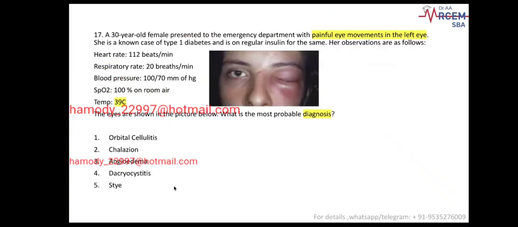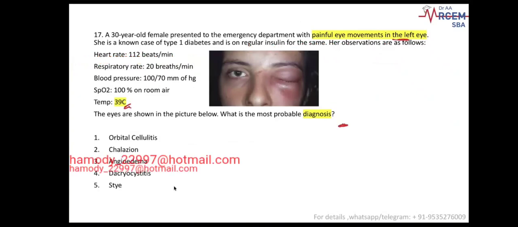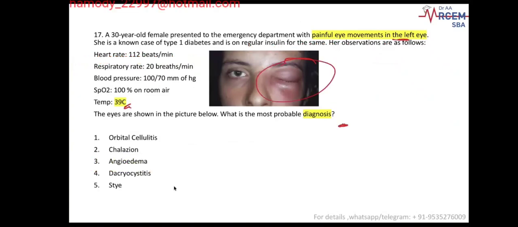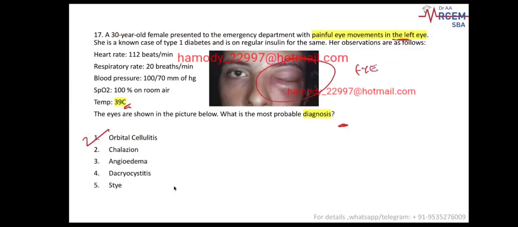Painful eye movements in the left eye, high grade temperature. What is the diagnosis? Picture has been given. Any eye symptoms present, always think of orbital cellulitis. Admit the patient and give IV antibiotics, because it can cause various complications, including permanent complete loss of vision.